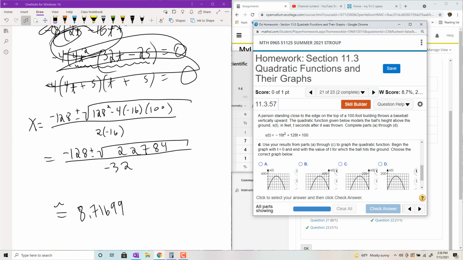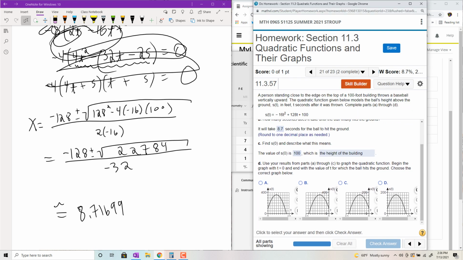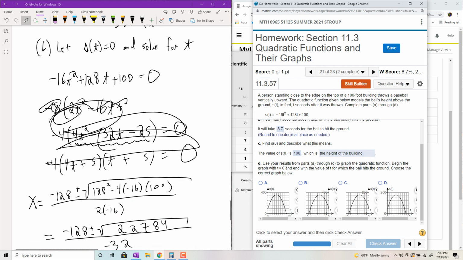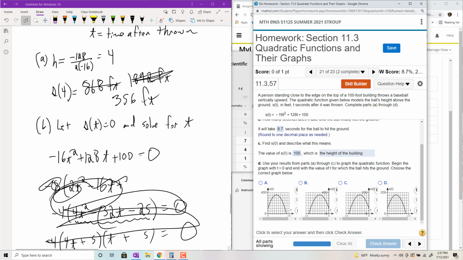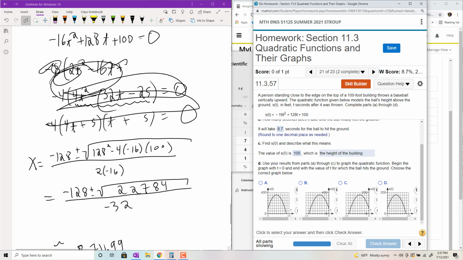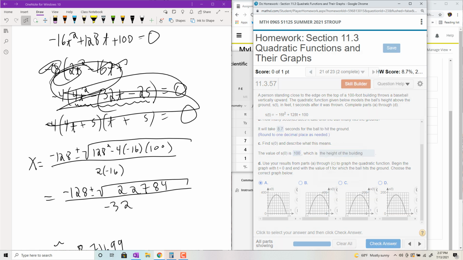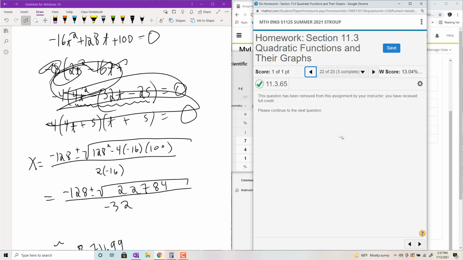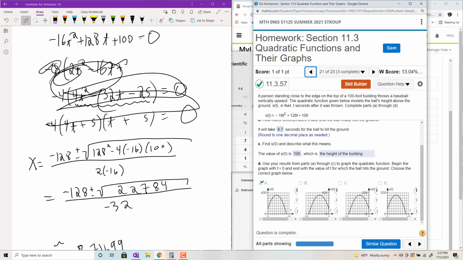Then they want you to graph it using all this information. So B and C are out because those are in the second quadrant. So it's either A or D, and the maximum height was 356, and D doesn't go above 200, so it has to be A. And that's it. How did I know that it had to be in the first quadrant?